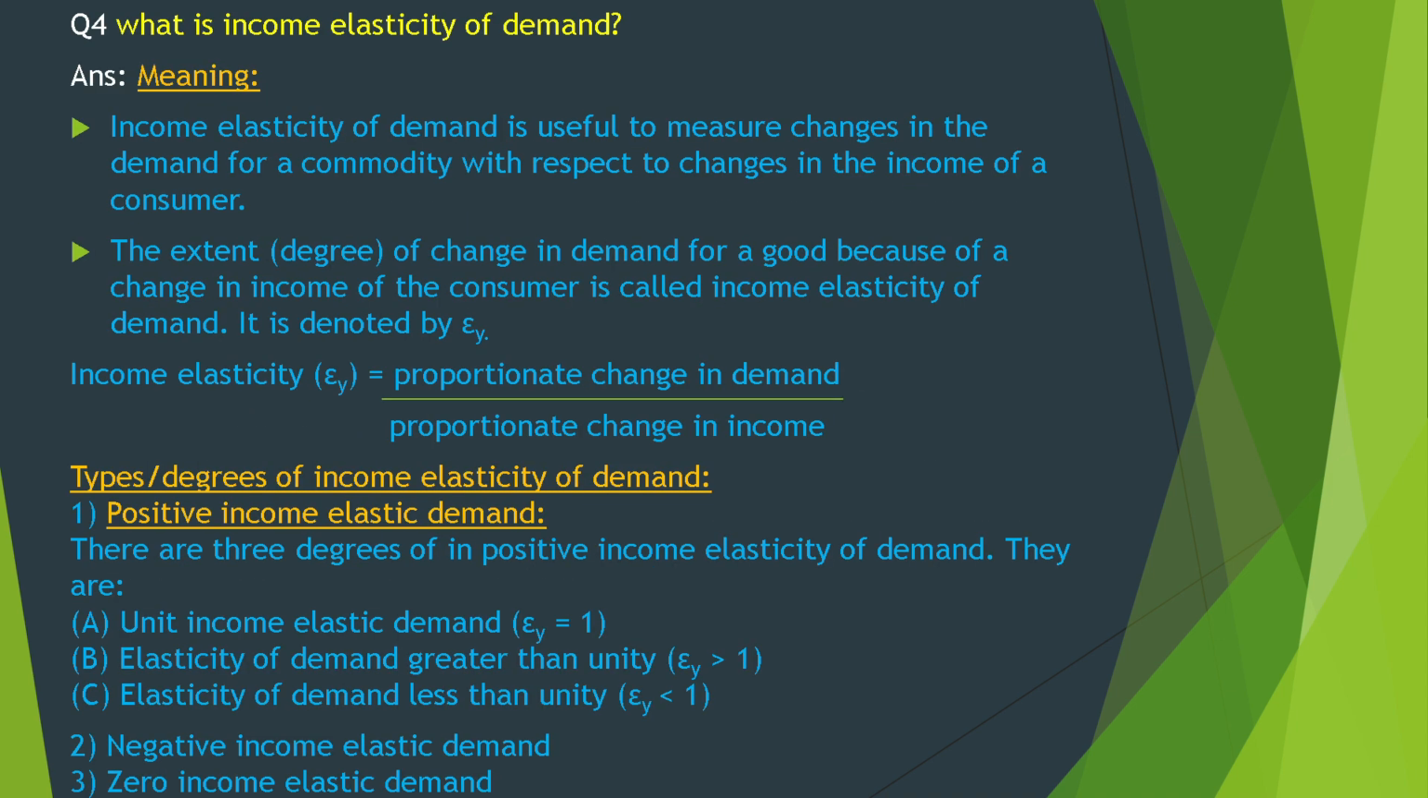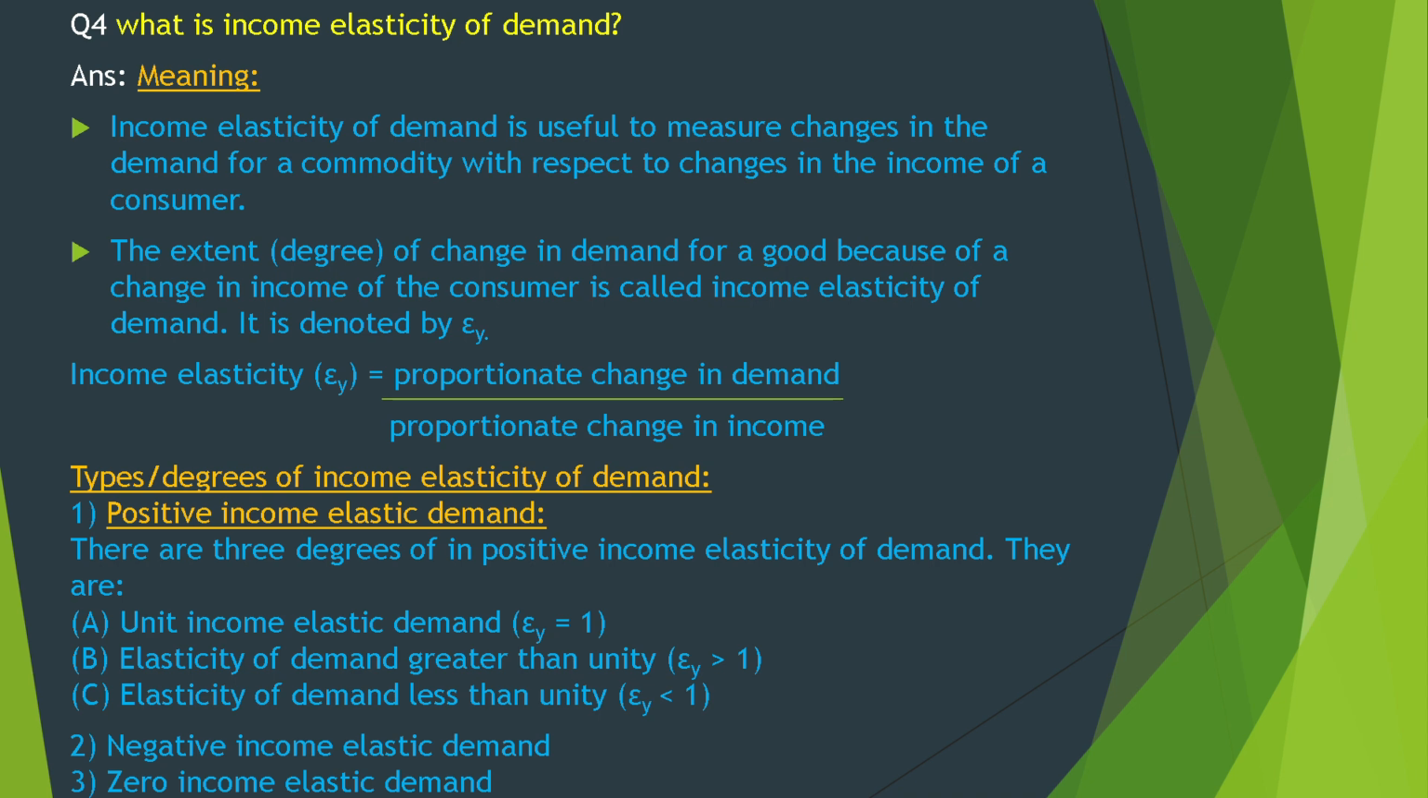Question 4. What is income elasticity of demand? Meaning: income elasticity of demand is useful to measure changes in the demand for a commodity with respect to change in the income of a consumer. The extent or degree of change in demand for a good because of a change in income of a consumer is called income elasticity of demand. It is denoted by EY. Income elasticity equals proportionate change in demand divided by proportionate change in income.